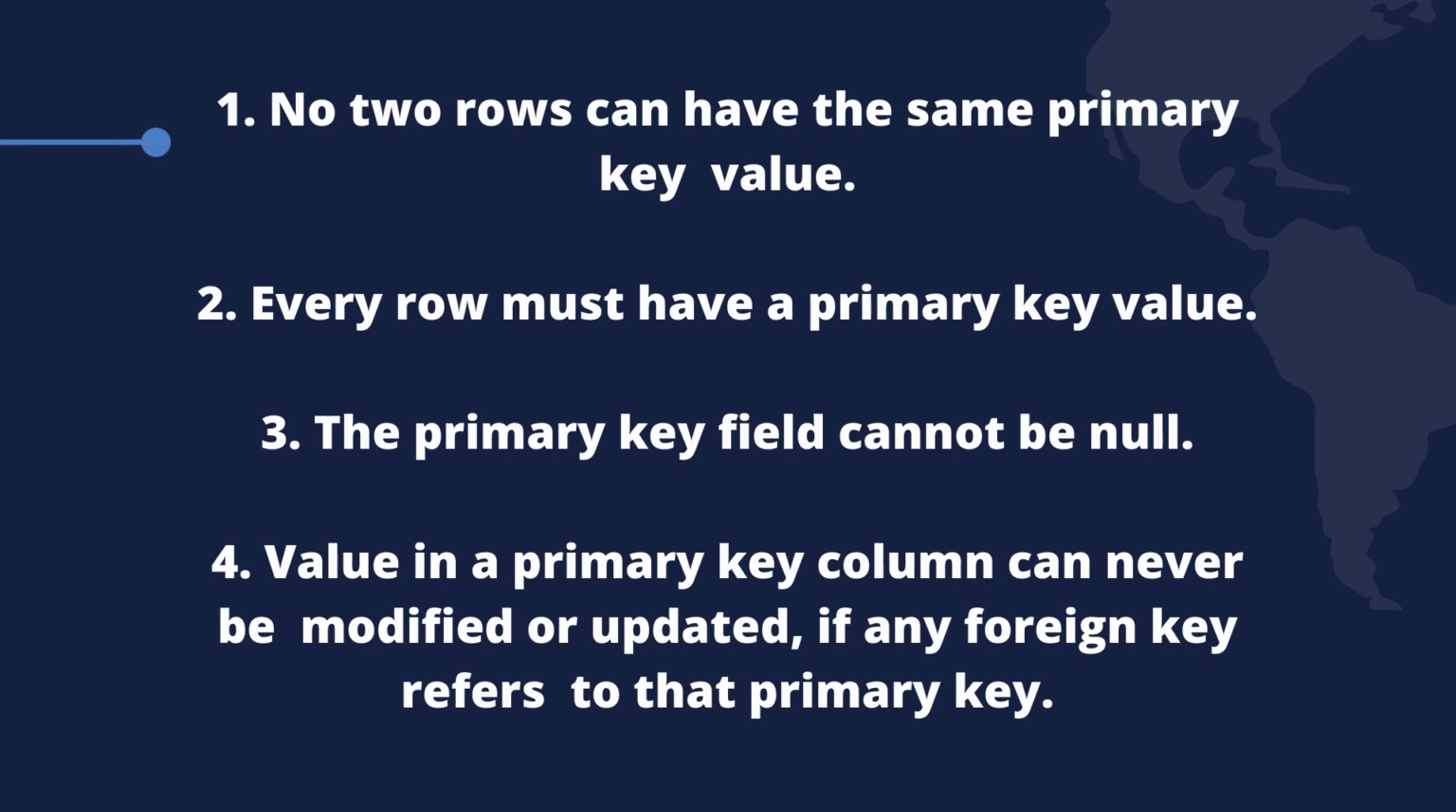There are some rules for the application of a primary key. The first rule is no two rows can have the same primary key value. Every row must have a primary key value. And the third one is the primary key field cannot be null. A value in a primary key column can never be modified or updated if any foreign key refers to that primary key.